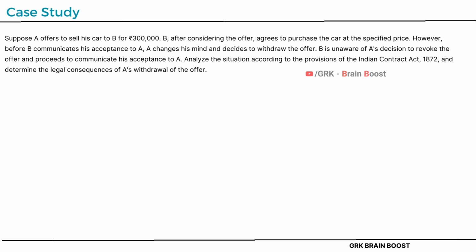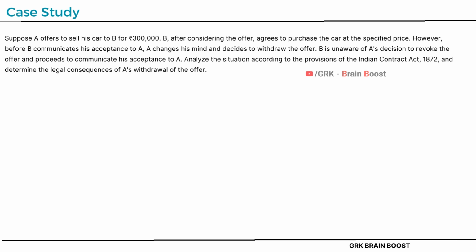Suppose A offers to sell his car to B for 3 lakhs. B, after considering the offer, agrees to purchase the car at the specified price. However, before B communicates his acceptance, A changes his mind and decides to withdraw the offer. B is unaware of A's decision to revoke the offer and proceeds to communicate his acceptance to A. Analyze the situation according to the provisions of the Indian Contract Act and determine the legal consequences of A's withdrawal from the offer.